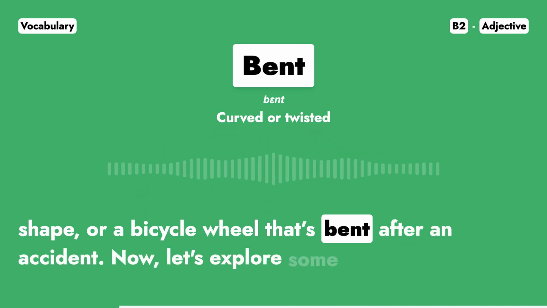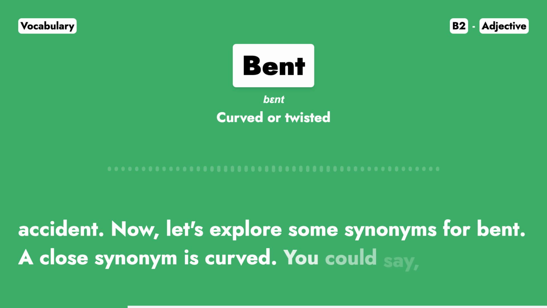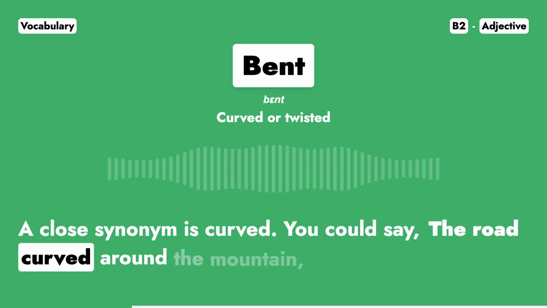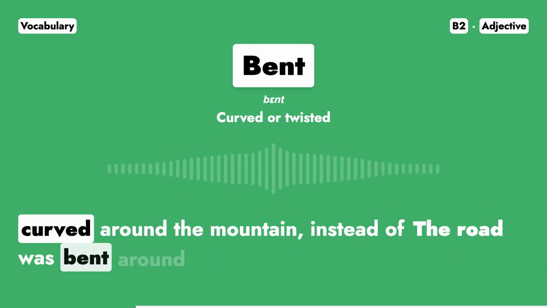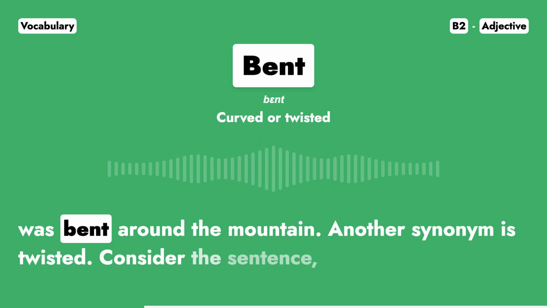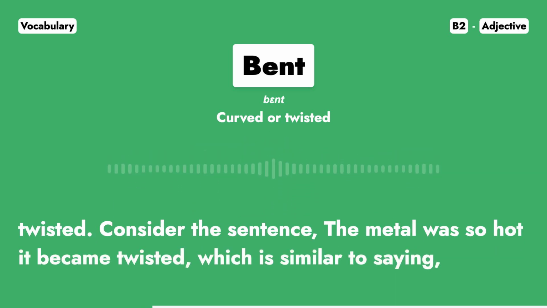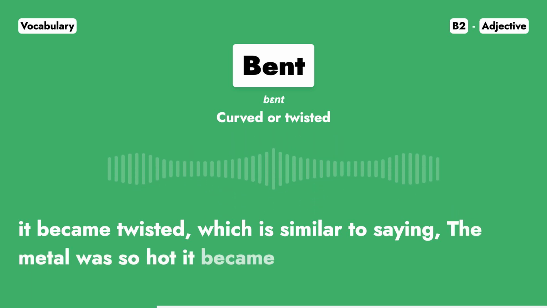Now, let's explore some synonyms for bent. A close synonym is curved. You could say, the road curved around the mountain, instead of the road was bent around the mountain. Another synonym is twisted. Consider the sentence, the metal was so hot it became twisted, which is similar to saying, the metal was so hot it became bent.